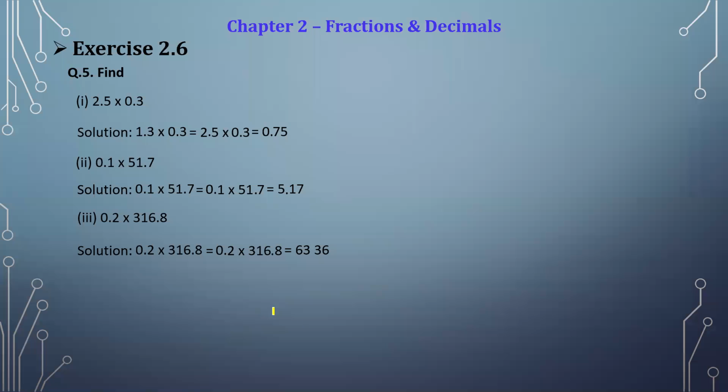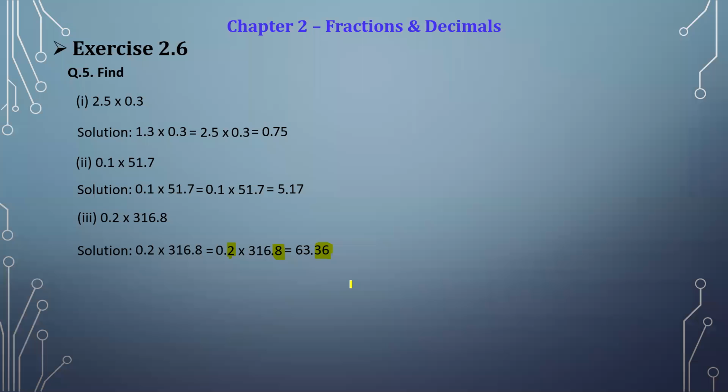Now here again we have to count how many digits are present after the decimal point. So here only one digit is there, and in the second number also one digit is there. So in the first number one digit, in the second number one digit. So 1 plus 1, 2 digits are there. Therefore in the final answer also 2 digits should be there, 36. So we are going to bring that decimal point before 36, and therefore the product is going to be 63.36, which is the final answer for the product 0.2 into 316.8.